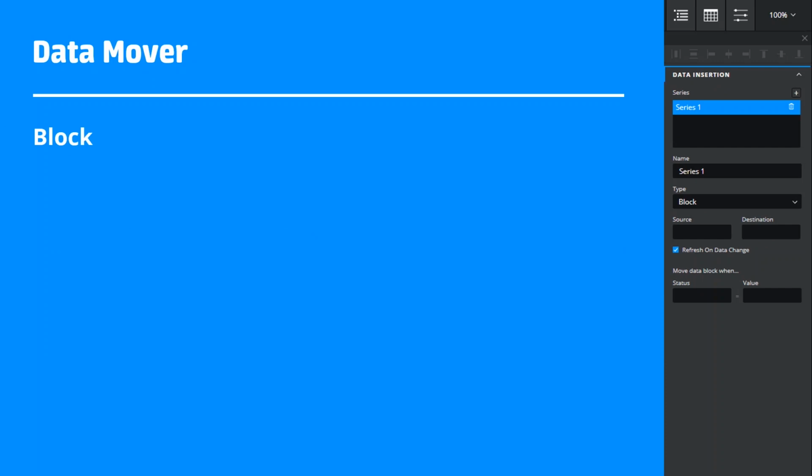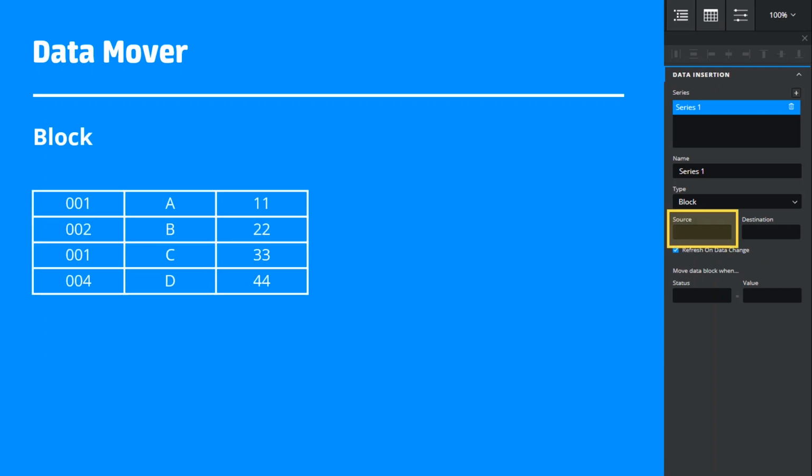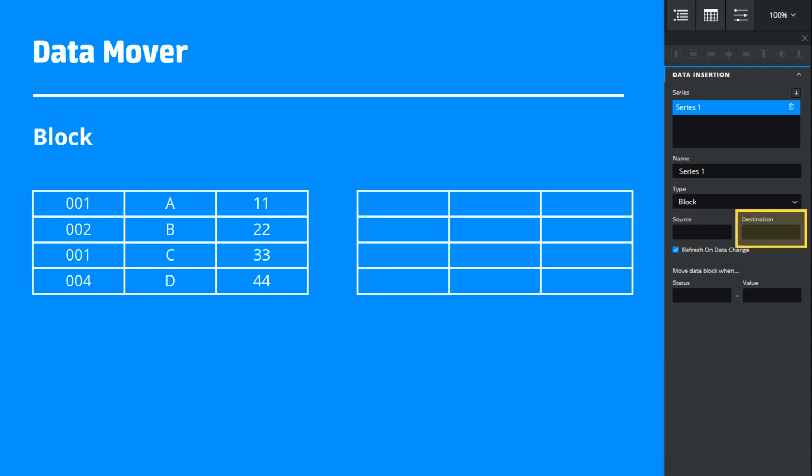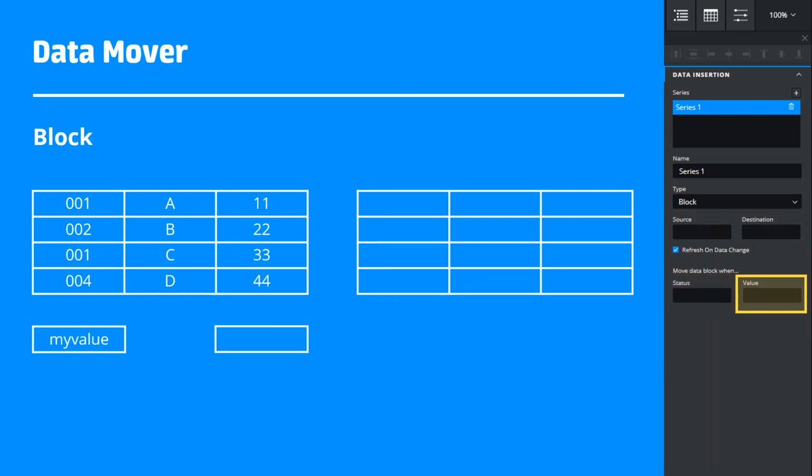Last but not least, we have block insertion. As before, we bind the source, then the destination. The destination should be the same number of rows and columns as the source, as we are moving the entire block of data. The trigger for this insertion type consists of 2 parts. First, the status, which can be set to some text or a number of your choosing, and then the value property. Block insertion triggers when the status property is equal to the value property. At this point, data mover will move the entire block to the destination area.